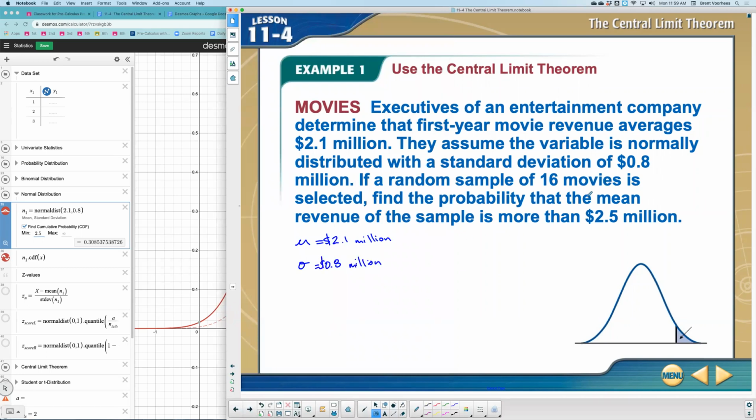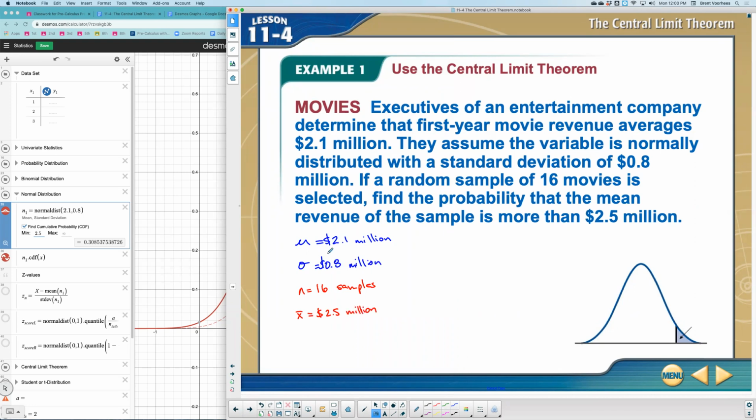Okay, but here's where things get different. What we're going to do in this problem is say, all right, we have 16 samples. And of those samples, the sample mean, that's this symbol here, the sample mean is 2.5 million.